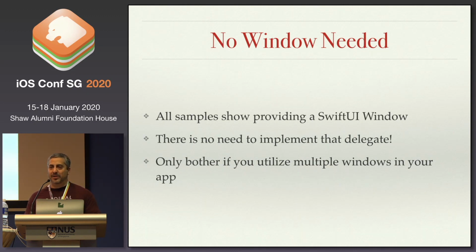The main thing to remember here is you don't need to do that, right? All the samples do it. There's no point unless you're actually using multiple windows in your app. And I think that's probably a very, very small amount of people who create another window versus views within the existing window. So don't implement that delegate unless you need to. But if you do, then you're into a little bit of a trickier situation because now you need to use the environment. So let me switch again.